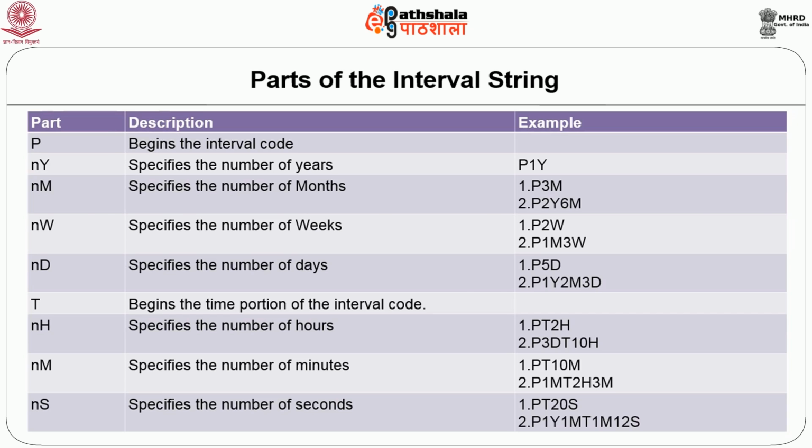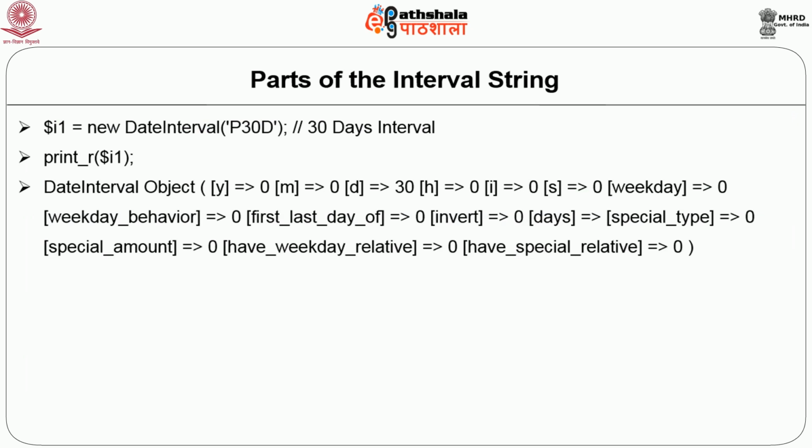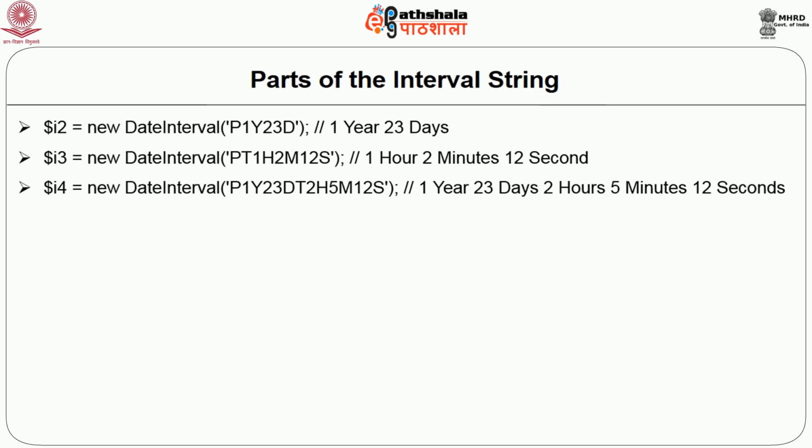This is one example. If you write new DateInterval P30D, it will store an interval of 30 days, and when you print it, it will show this array, the value it stores. You can write new DateInterval P1Y23D, so 1 year 23 days. PT1H2M12S means 1 hour 2 minutes and 12 seconds, and you can also combine P and T both when you assign it.